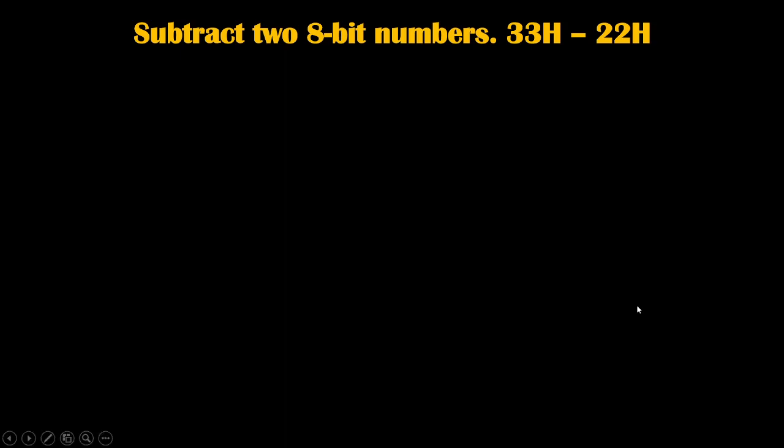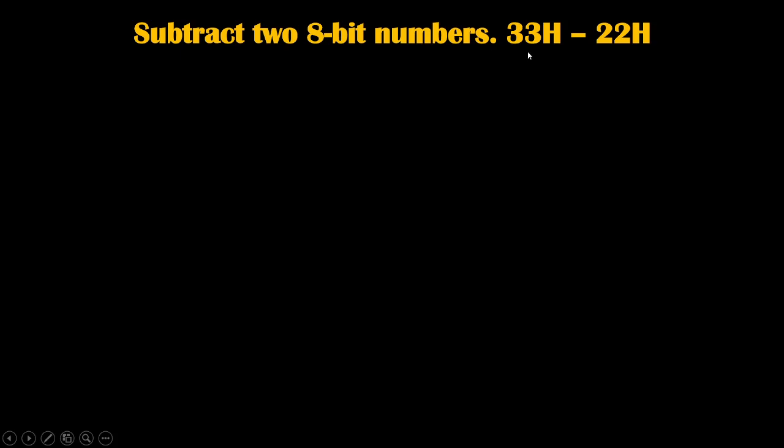Hello friends, today we are going to learn subtraction of two 8-bit numbers. So we want to subtract 33 minus 22. Whenever we subtract any number, the first number must be in the accumulator, because every number is subtracted from the accumulator.